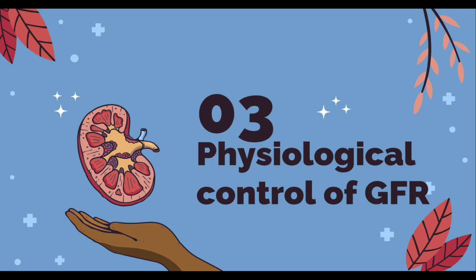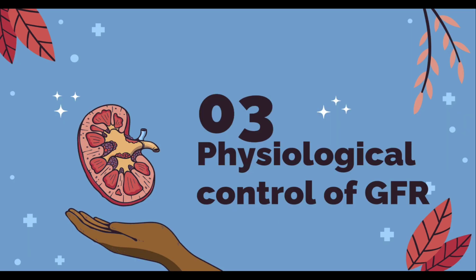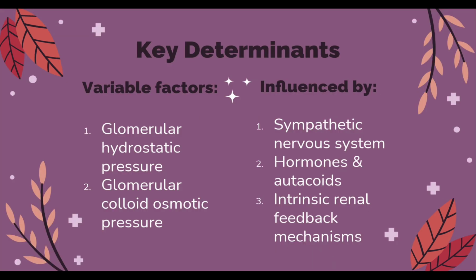So now we are going to talk about the physiological control of glomerular filtration rate. What are the key determinants of physiological control of GFR? There are variable factors. The variable factors are glomerular hydrostatic pressure and glomerular colloid osmotic pressure, and these are influenced by the sympathetic nervous system, hormones and autacoids, and intrinsic renal feedback mechanisms.